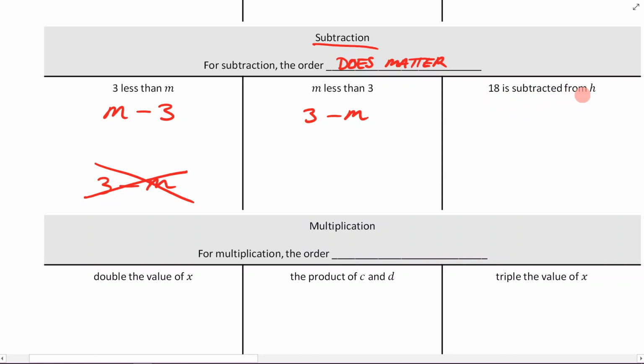18 is subtracted from H. So that means we're starting with H and we're subtracting 18 from it. So remember, the order is important here. You can't do these the other way around.